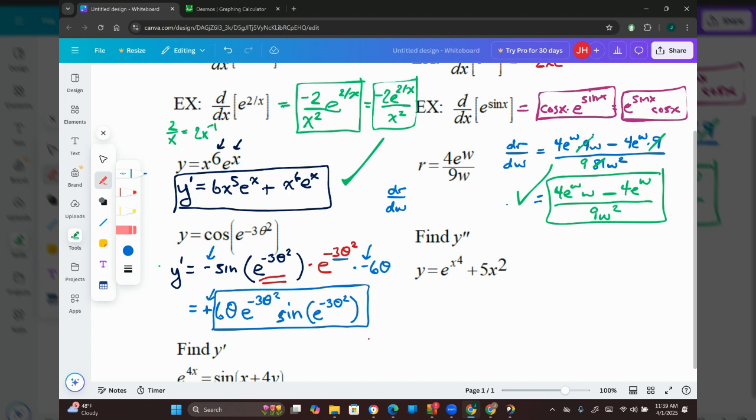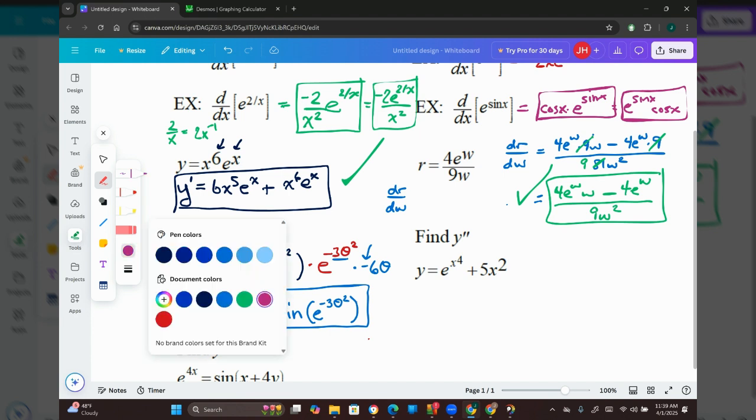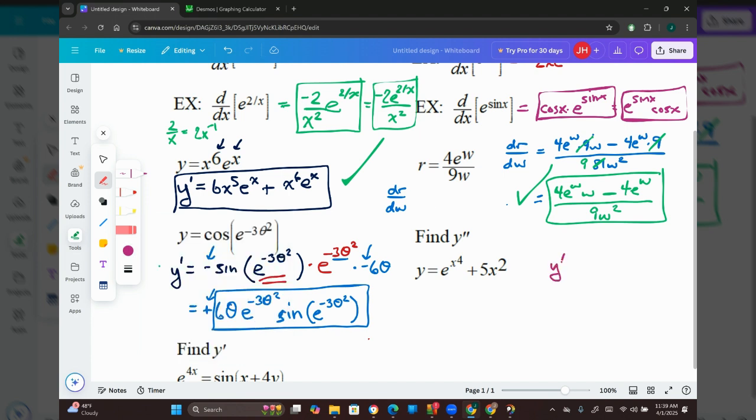Now, we're going to do some higher order derivatives here. What if I asked you to find just the first derivative of this function, y equals e to the x to the fourth plus 5x squared? Well, the derivative of e to the x to the fourth, we would rewrite the exponential, and I'd have to multiply by the derivative of the exponent, which would be 4x cubed, plus the derivative of 5x squared. That's easy. That's just a power rule. That would end up being 10x.